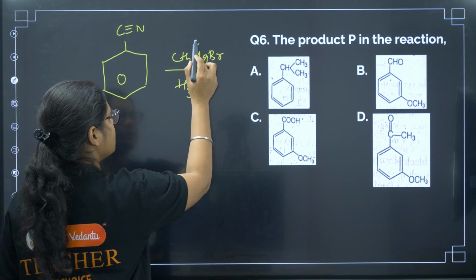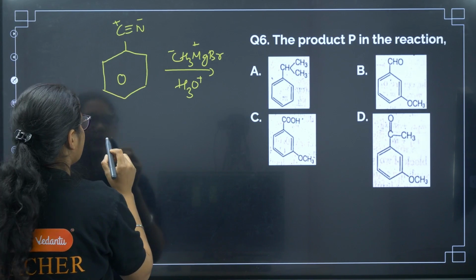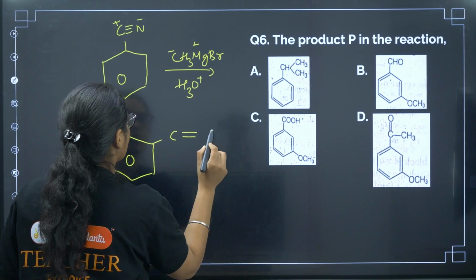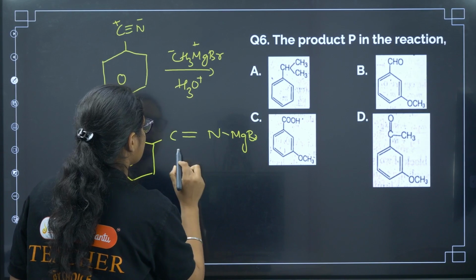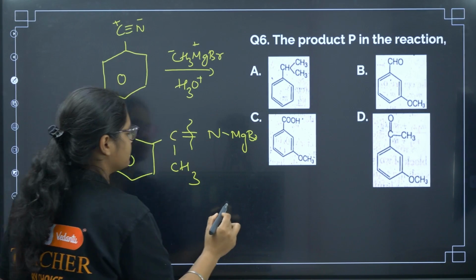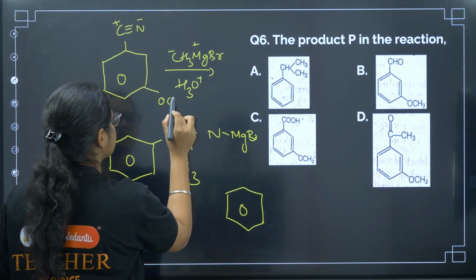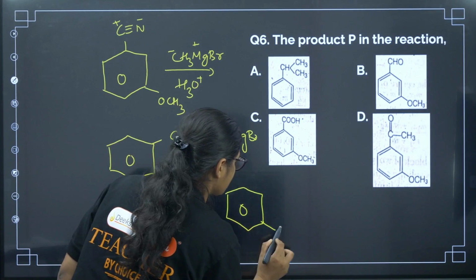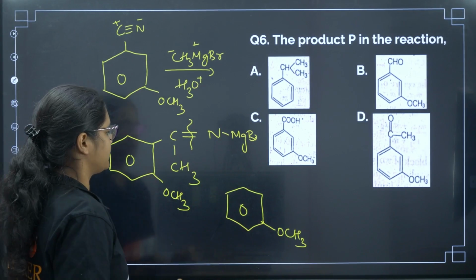Magnesium will be plus, this is minus, this is minus, this is plus. So this part will go and attack here. So we will have C=N MgBr, and here we have CH3. Now what happens in hydrolysis? This part will break. In the question, the OCH3 group was there, so this one will remain as it is. I didn't do any reaction here, that was there already in the question.